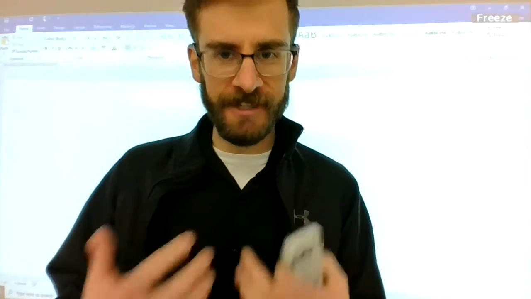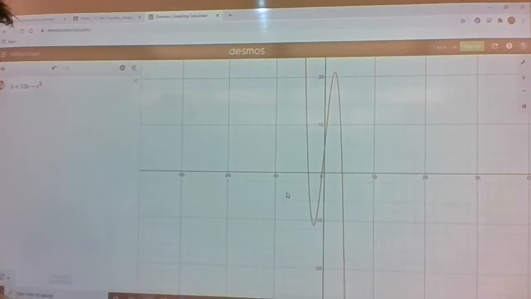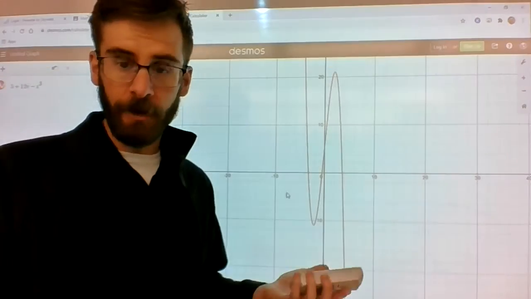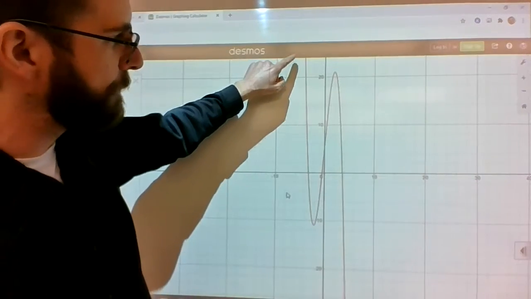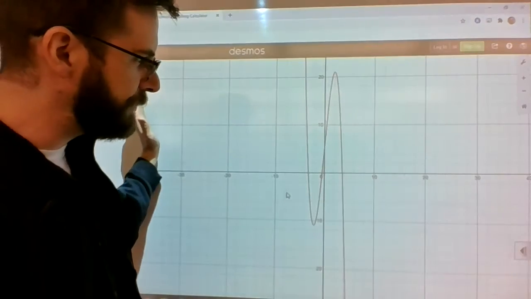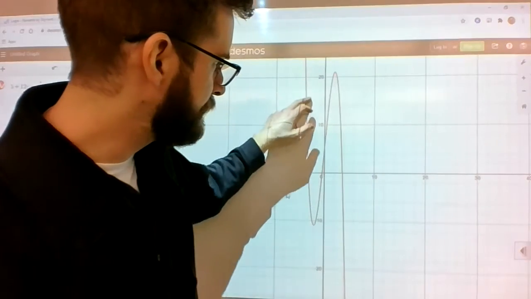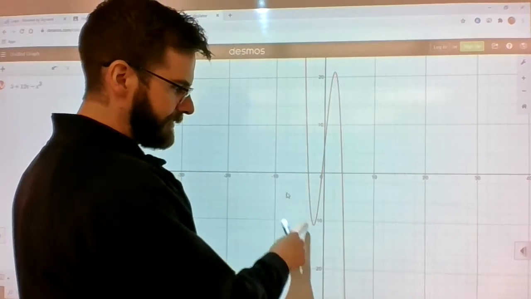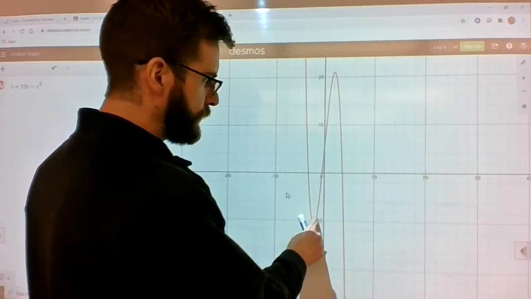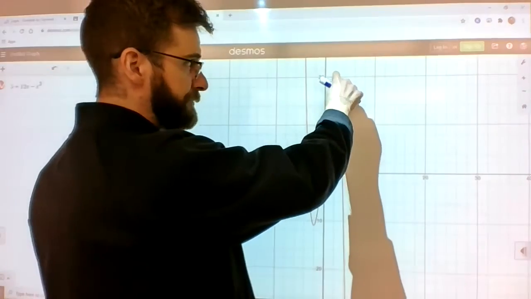I wanted to show you guys the actual graph to give us a sense for our final answer. So I went to Desmos and I graphed this, and it makes a whole lot of sense that the intervals of decreasing would be negative infinity to negative 2, and then from negative 2 to 2, it's increasing.